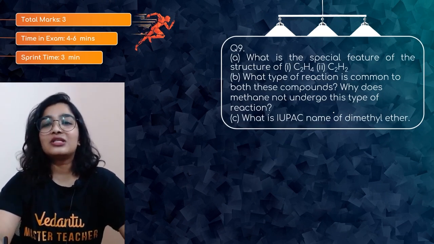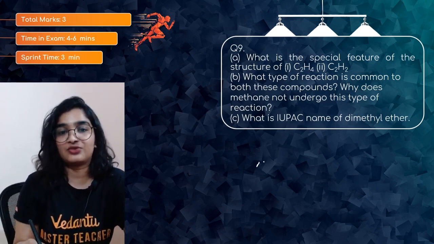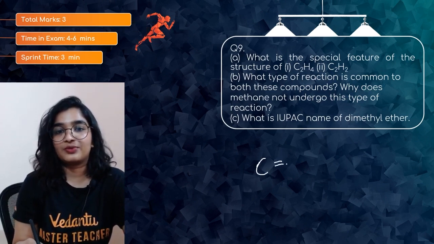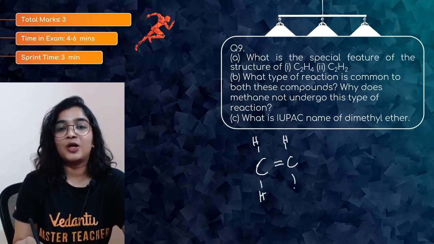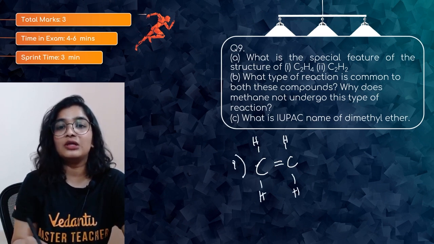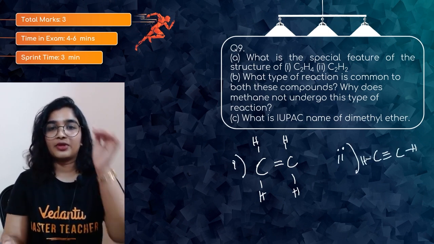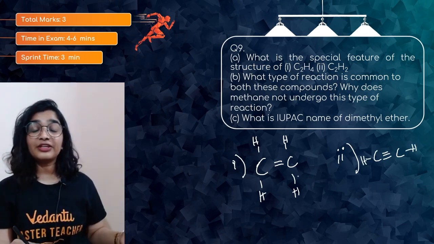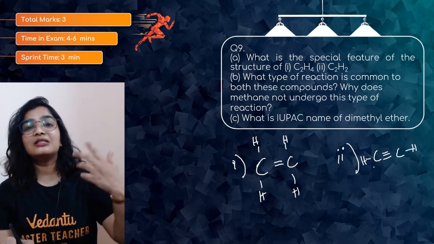Question number 9. What is the special feature of the structure C2H4, C2H2? Okay, let's write the structure. C2H4 first one, right? Okay, so this is C2H4. C2H2 is this. Okay, so what is the special feature? So C2H4 has a double bond. C2H2 has a triple bond.